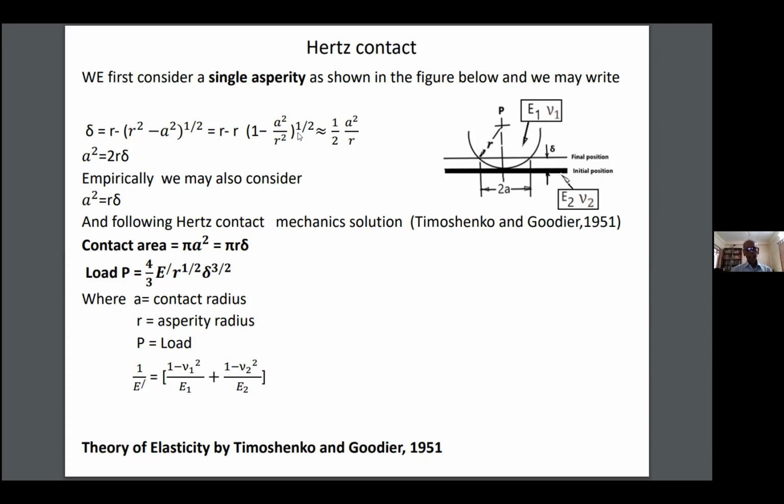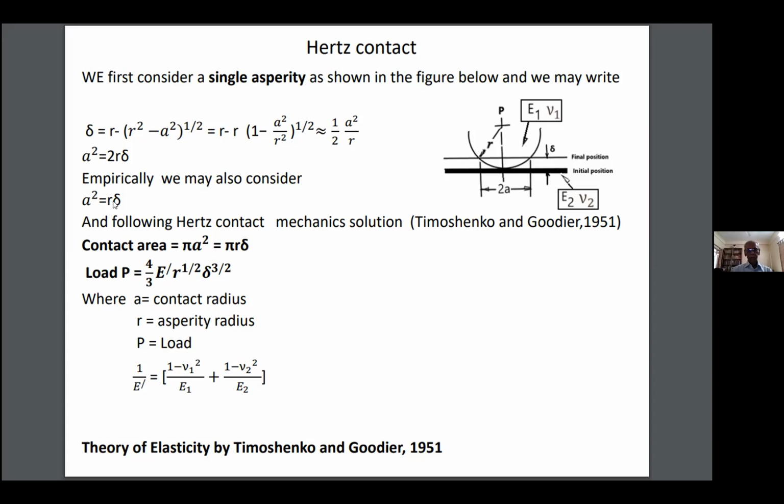If we expand this binomially and take only the first term, then it approximately comes down to half a squared by R. So that means that the contact radius of the deformed surface A can be related to the radius and the deformation as a squared equals 2R delta. So that is from geometry, very clear, and no problem there. But for analysis, in many cases, we use an empirical relation which says a squared is approximately equal to R delta.